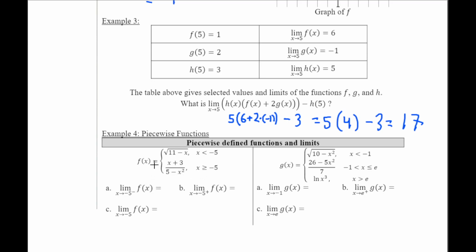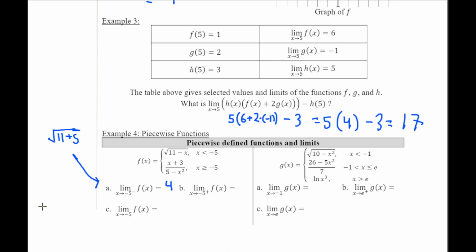So if you do, I'm going to just do this on the side here. That would be square root of 11 minus -5, which is just plus 5. That's square root of 16, and that gets us a 4. Over here, limit as x approaches -5 from the right. Values a little greater than -5, so we plug the -5 into this bottom function here because it's for inputs greater than or equal to -5.